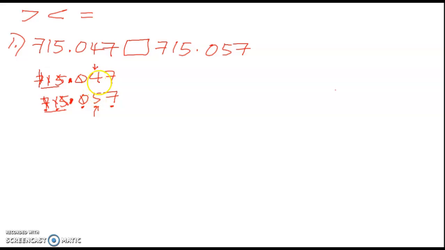That 4 is smaller than 5. Therefore, this decimal number is smaller than this number because of the 4 and the 5 here. So our answer would be lesser than. Okay, so lesser than: 4 is lesser than 5. Or 715 and 47 thousandths is lesser than 715 and 57 thousandths. So that's how we compare decimal numbers.